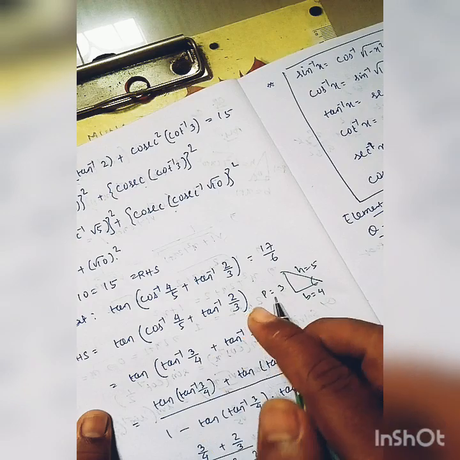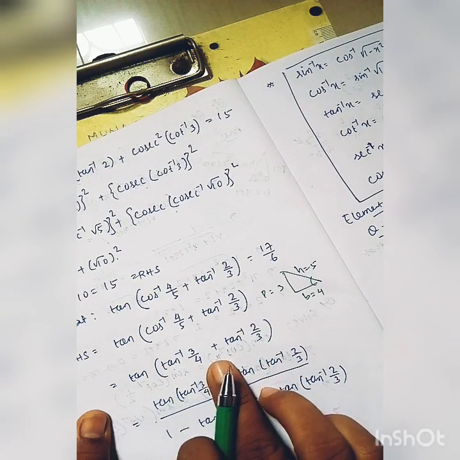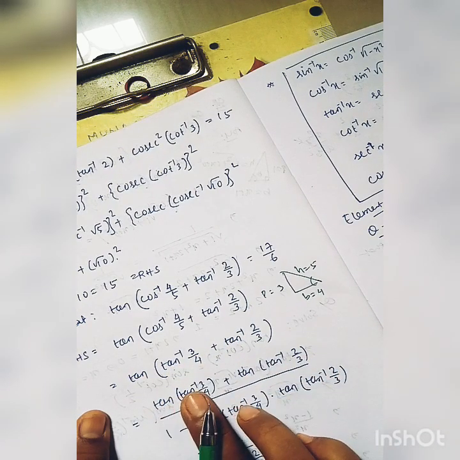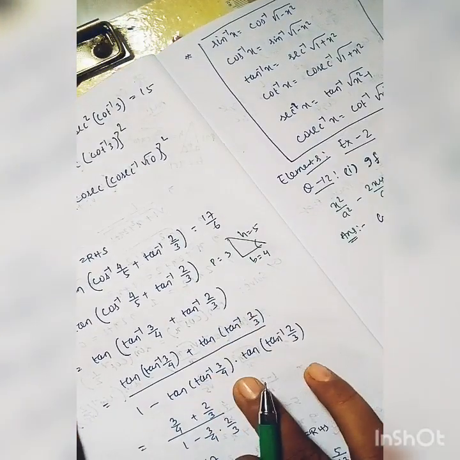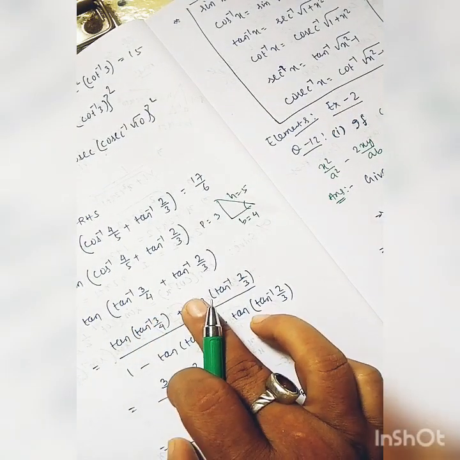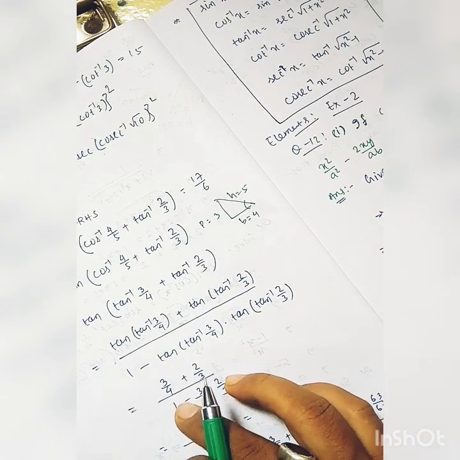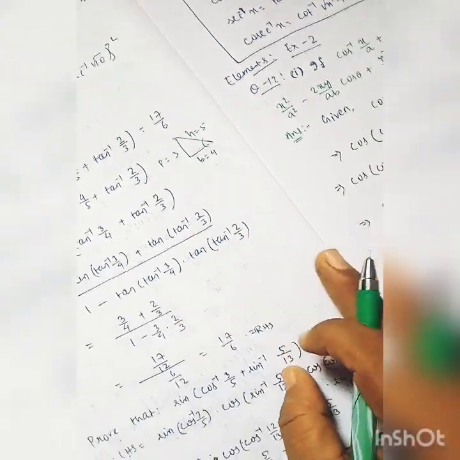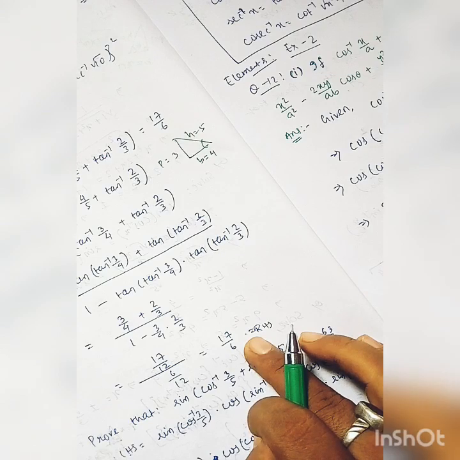Now tan of A plus B, that is tan A plus tan B by 1 minus tan A into tan B, that is tan of tan inverse 3 by 4, that is 3 by 4, tan of tan inverse 2 by 3, that is 2 by 3, over 1 minus tan A into tan B. By solving this, we get 17 by 6.